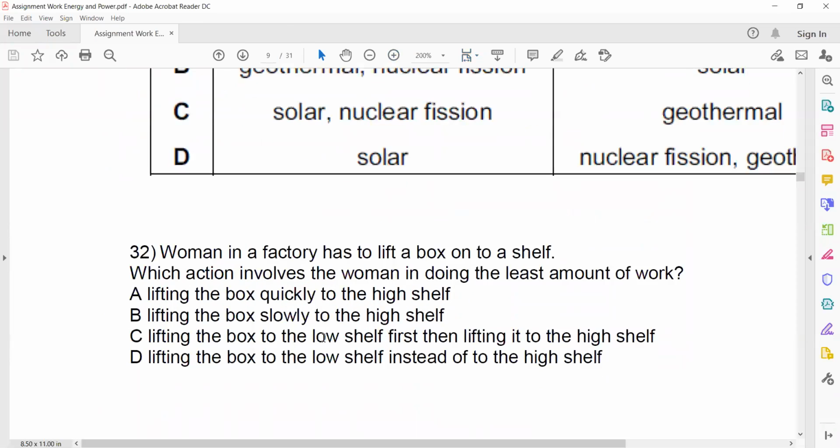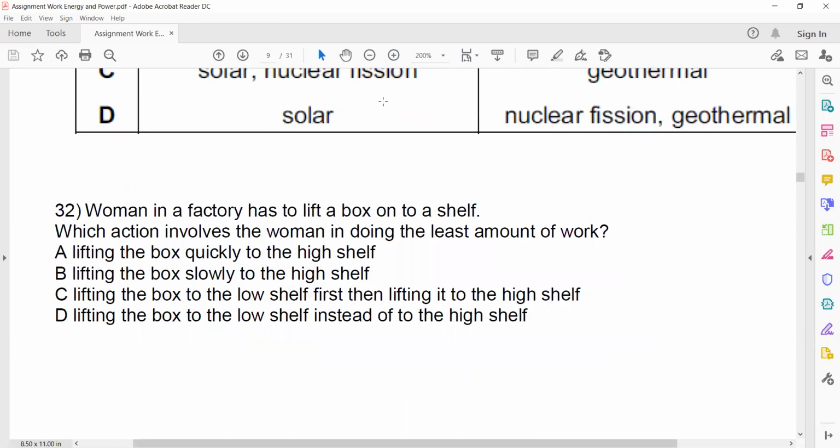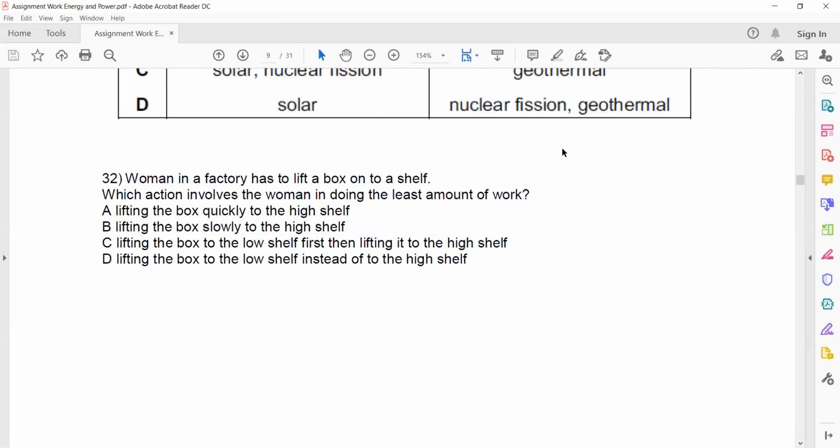Question 32. What could be the answer? A woman in a factory has to lift a box onto a shelf. Which action involves the woman doing the least amount of work? Smallest work done. Yeah, D is the right answer. Because work done depends on force and distance, the box is the same, so force is the same, but if I decrease the distance, I will do a smaller amount of work.